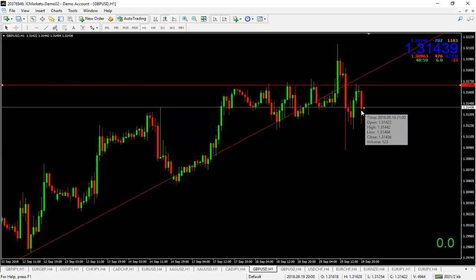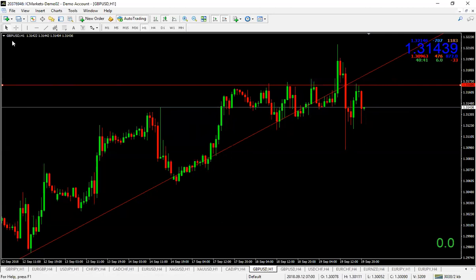Now, ideally, I most likely would have entered this trade for a sell. Obviously, I'll have other confirmations. But ideally, I most likely would have entered it for a sell.